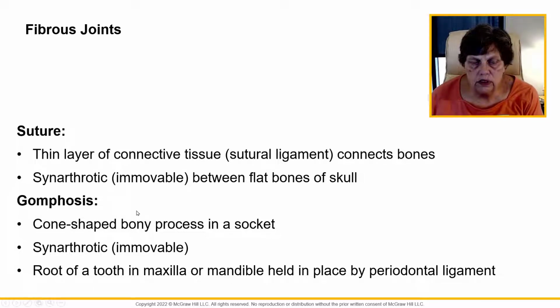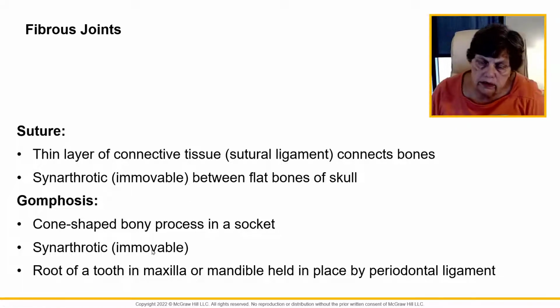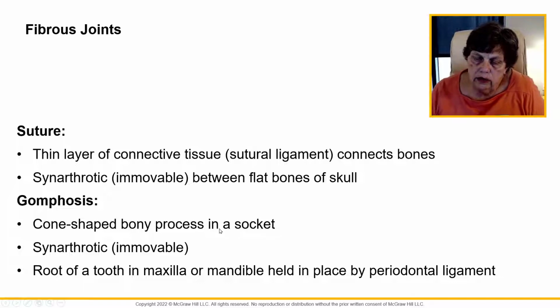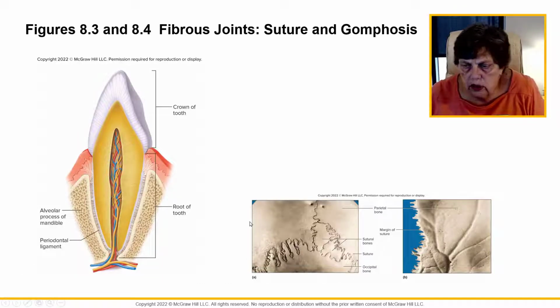The gomphosis, this is a cone shaped in a socket. This is also immovable. This is the root of the tooth in the upper jaw or lower jaw, the maxilla and the mandible, and it's held in place by a periodontal ligament, and you can take a look at those.